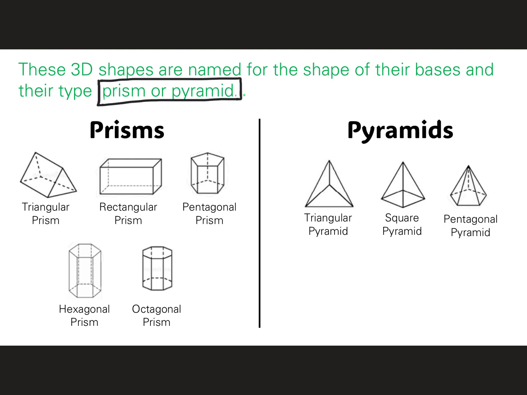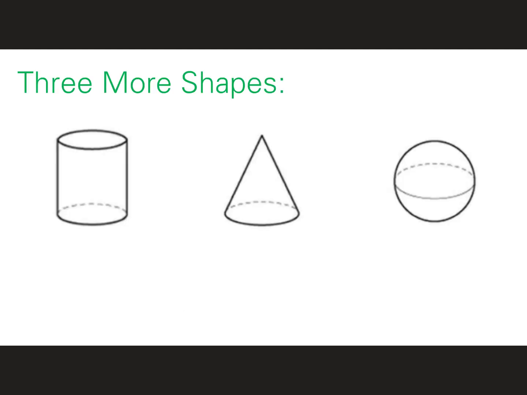Over here on the right-hand side with the pyramids, I have your triangular pyramid, a square pyramid, might even call that a rectangular pyramid, but I can tell that's a square. And then the last one, because it has a pentagon as the shape of its base, is called a pentagonal pyramid. I have 3 more shapes that you need to know. Do you know these names before I give them to you? Well, here they are. The first one's a cylinder, second one is a cone, and the last one is a sphere.